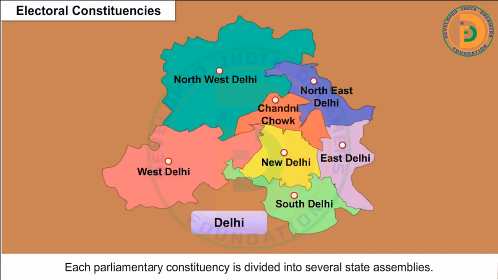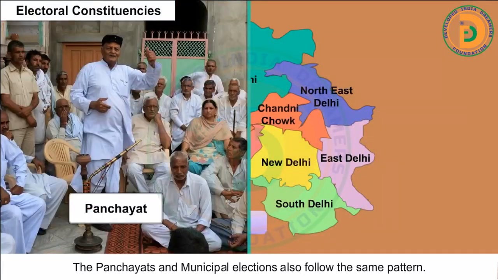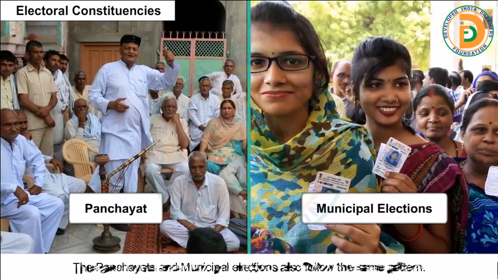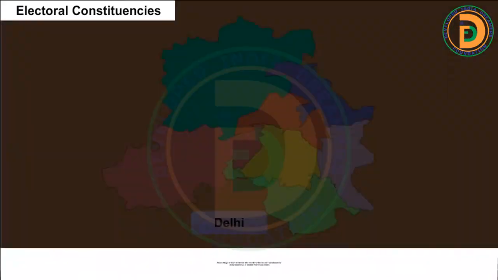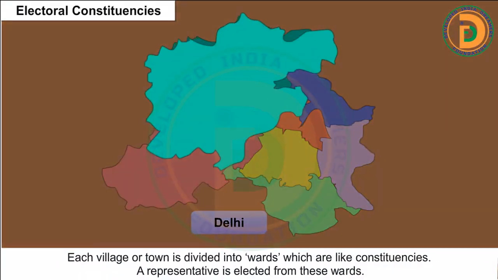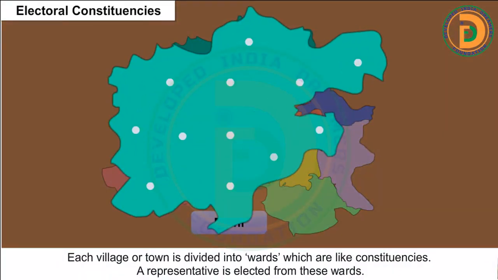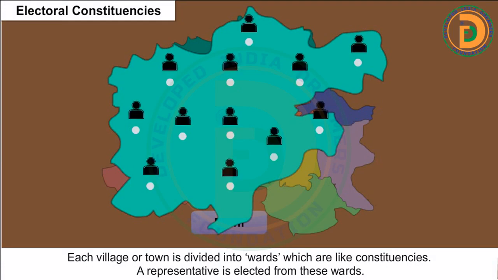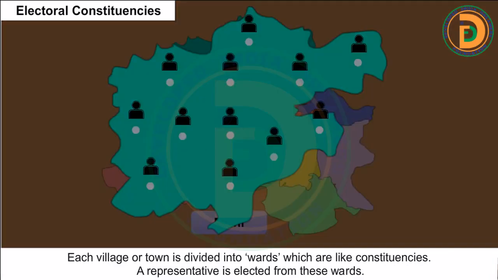Each parliamentary constituency is divided into several state assembly constituencies. The panchayat and municipal elections also follow the same pattern. Each village or town is divided into wards, which are like constituencies. A representative is elected from these wards.